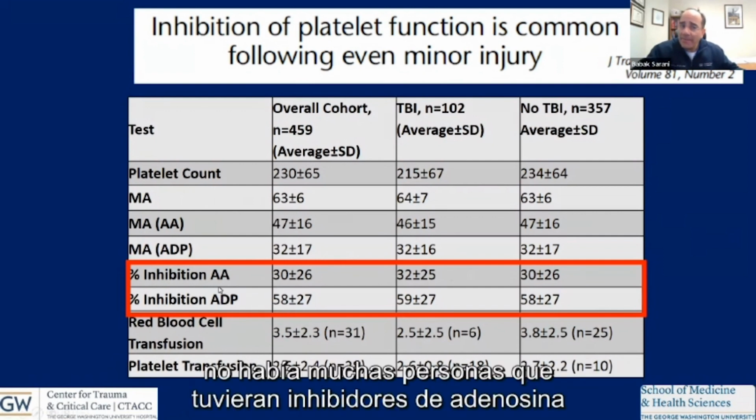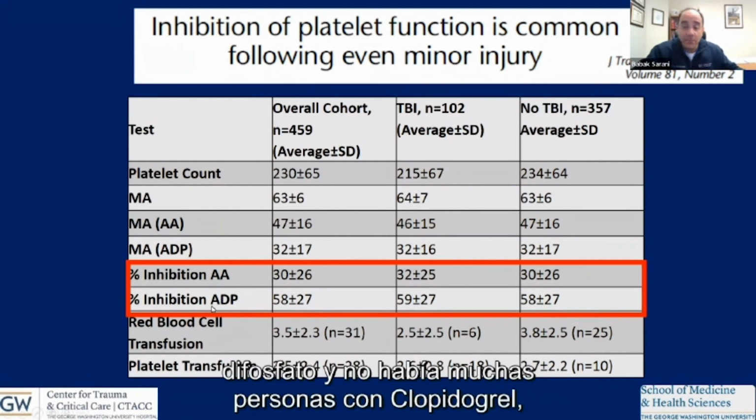Now, there were not that many people who had adenosine diphosphate inhibitors, and there were not that many people on clopidogrel.